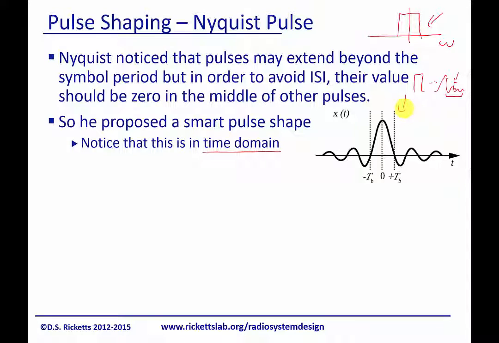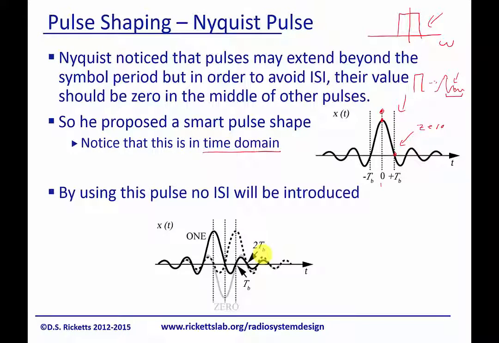And the reason why he thought this would be a good idea is if you could do a filter that would create a pulse that at our time 0 we saw the pulse we wanted, and at the next sampling point it was 0, then it would have no effect on our next pulse. And so no intersymbol interference would be introduced.